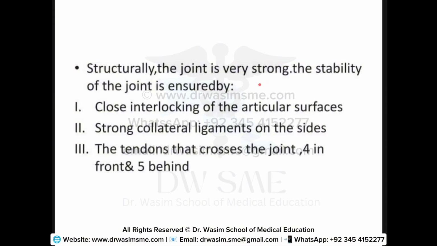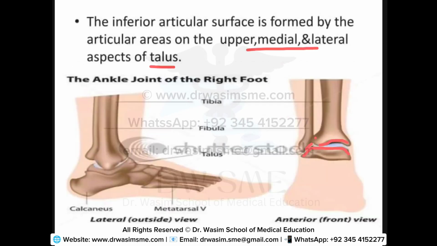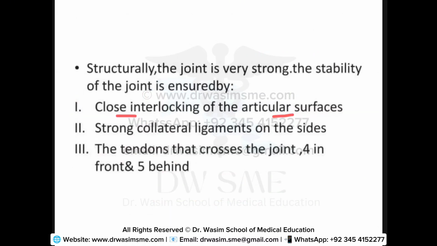So structurally, this joint is very strong, and the stability is ensured by the close interlocking of the articular surfaces, which you can visualize over here. It does not have much space like the space you visualize in the hip joint or knee joint. As they have more mobility, they have more space. The ankle joint is a very tightly compact area. It does not have much space, and that is the thing, that it is more stable because it has to bear the weight of the whole body.